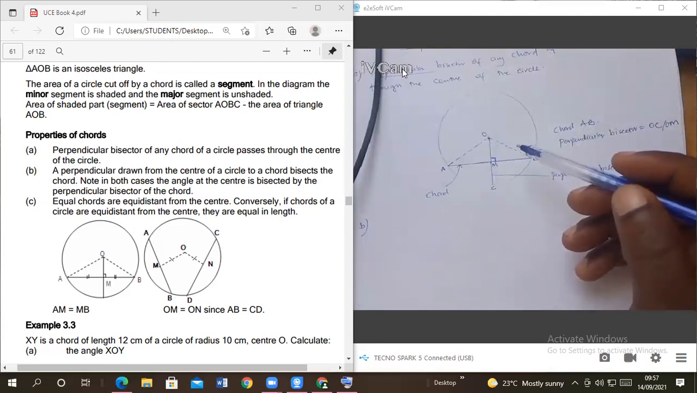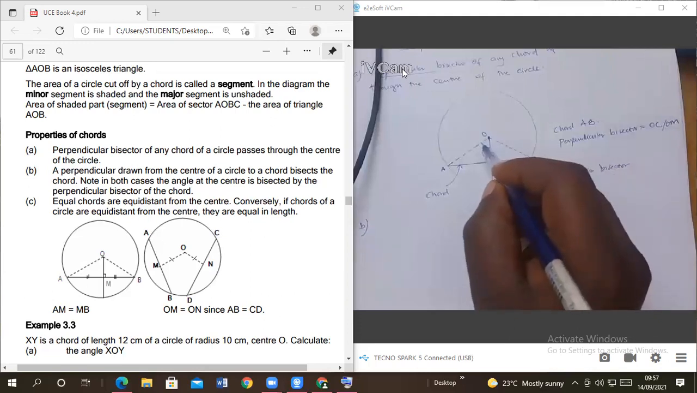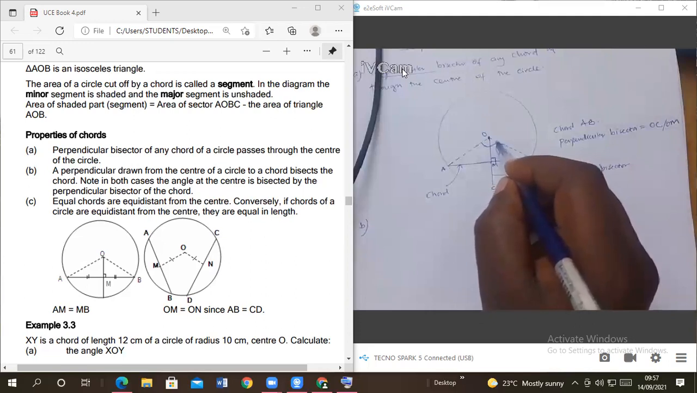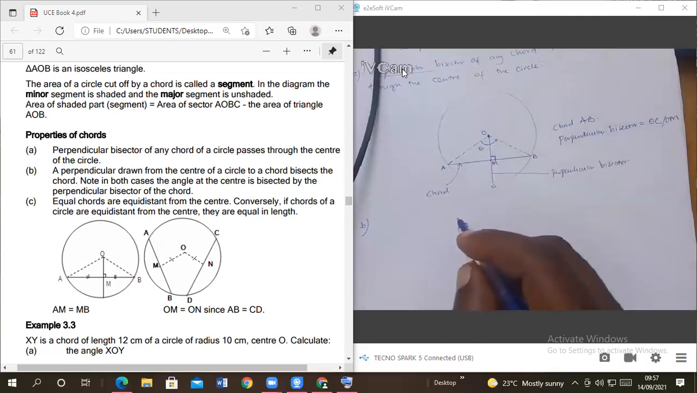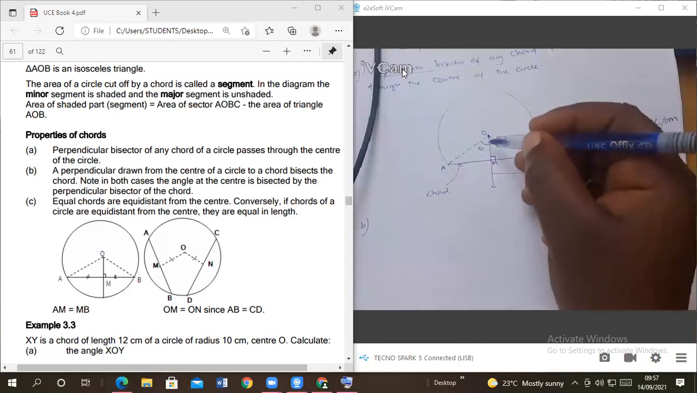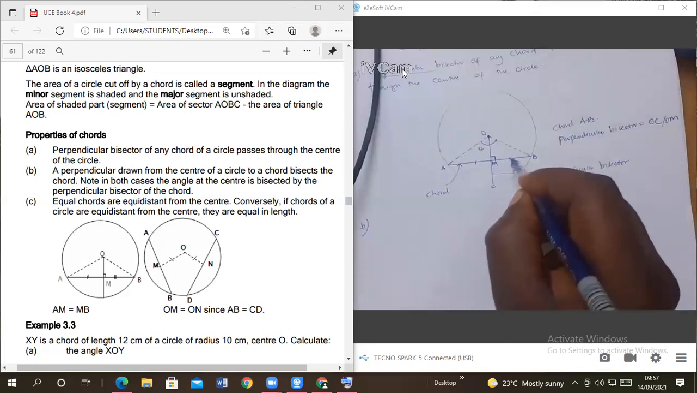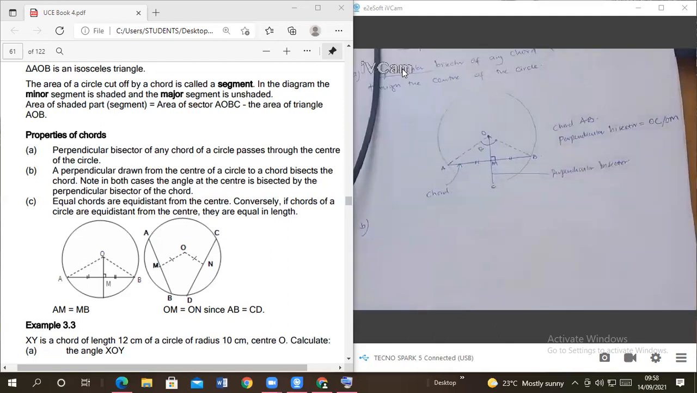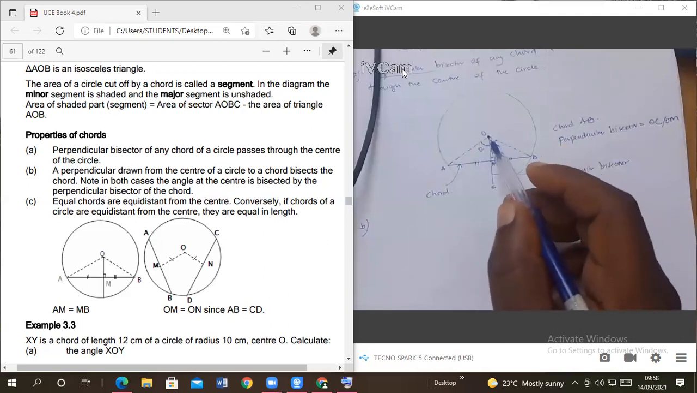They are also saying that in both cases, the angle at the center, the angle which is here at the center, if this is the angle we have, the angle theta at the center there, then that angle theta is bisected into two equal parts by the perpendicular bisector. So the perpendicular bisector does not only bisect the chord into two, such that this side is equal to this side, but also it bisects the angle at the center into two equal parts.